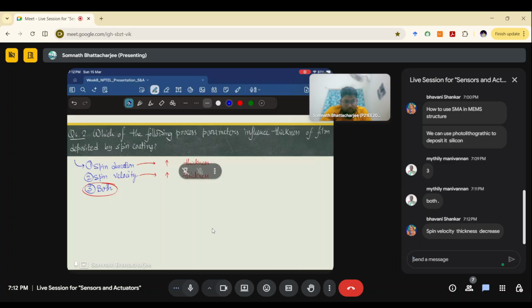In duration, the thickness will be increased, and if the spin velocity is high, the thickness will be very less. So you're saying if I increase the spin velocity, it will decrease, right? And if we increase the spin duration, the thickness will increase, right? Yes, sir.